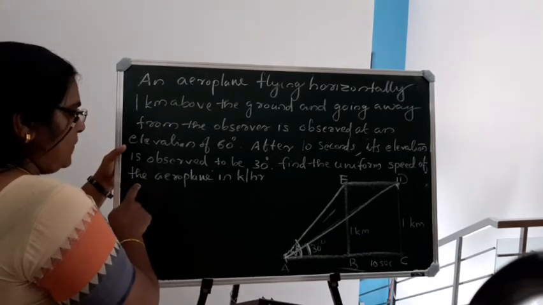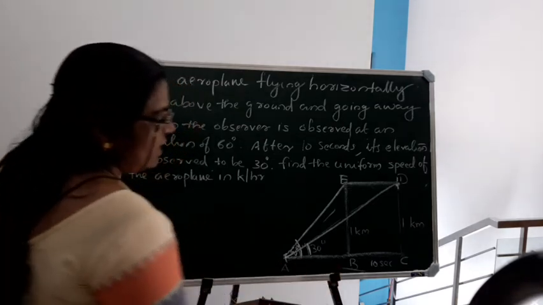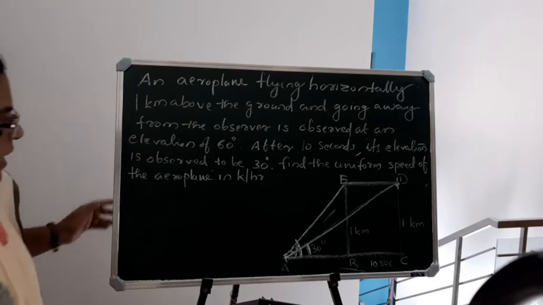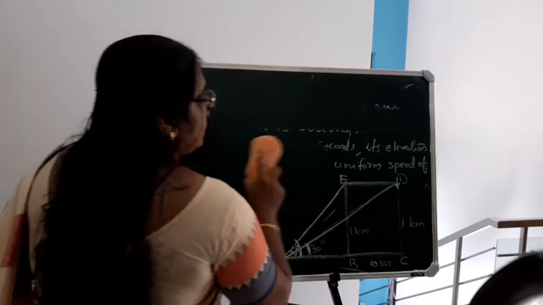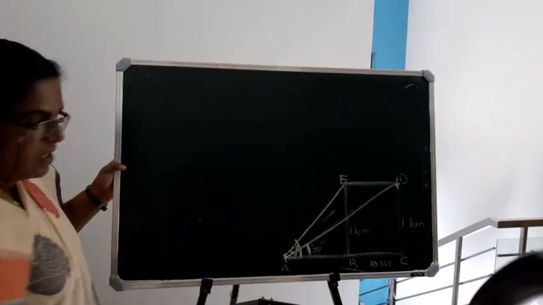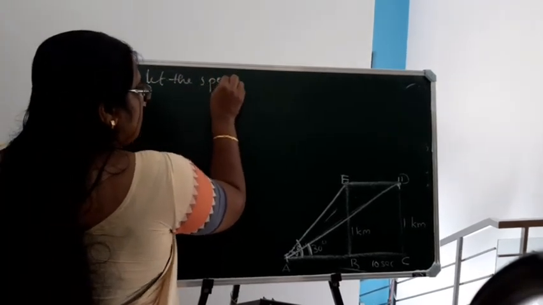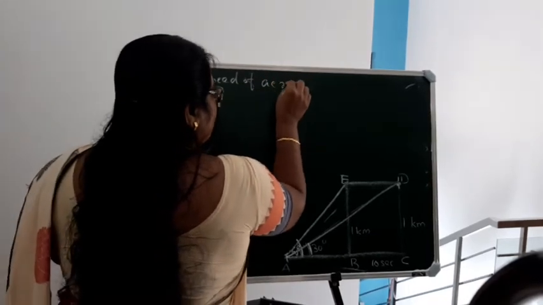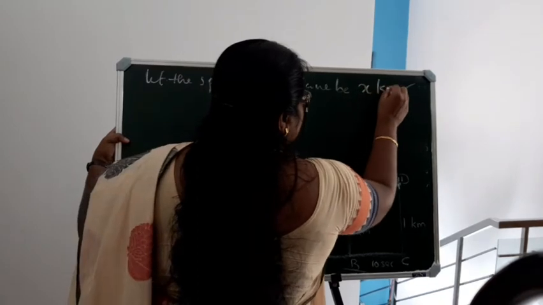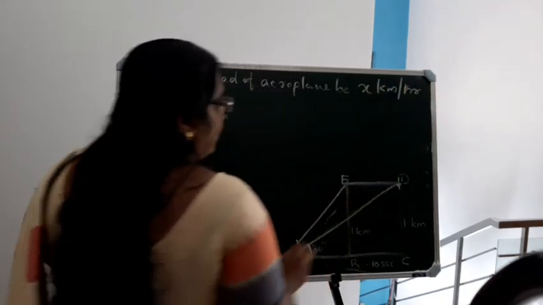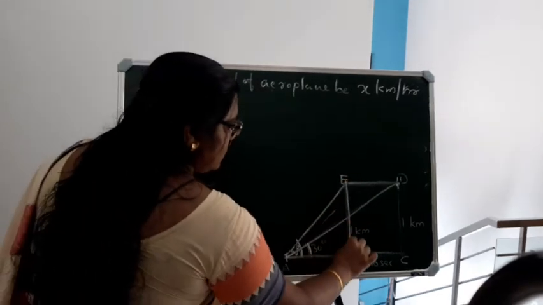Find the uniform speed of the aeroplane in kilometer per hour. We have to find the speed of this aeroplane, in kilometer per hour. So we can take x kilometer per hour as the speed of the aeroplane. Let the speed of the aeroplane be x kilometer per hour. Then we can first consider tan 60 in this triangle.